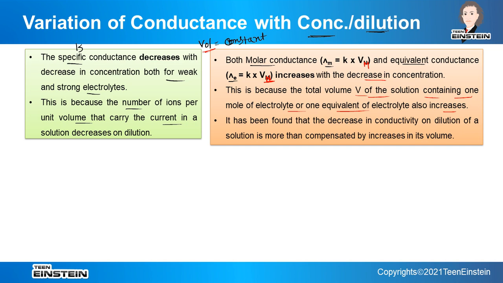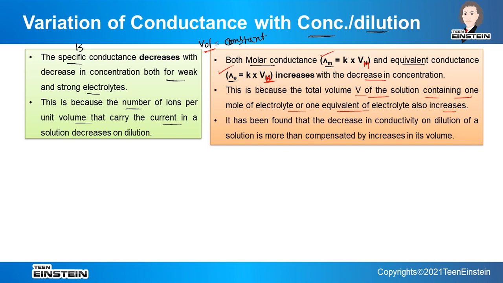Here volume is not fixed. Here the concentration, that is 1 mole and 1 equivalent, that amount is fixed. But when you are decreasing the concentration, that means now volume is very high, but according to the definition of lambda m and lambda e, they are the conductances produced by the ions which are coming from 1 mole of the electrolyte or 1 equivalent of the electrolyte. Okay. So as with dilution, dissociation of electrolyte increases, especially for weak electrolyte. So that is why both of these values increase.